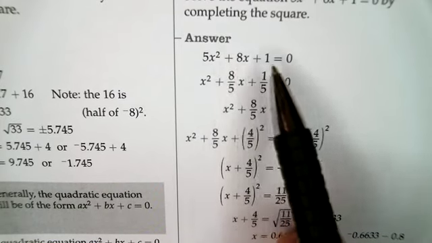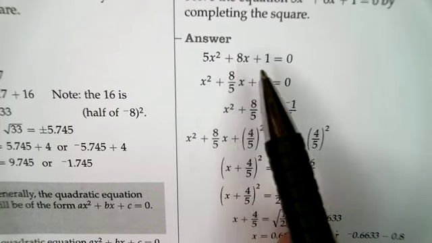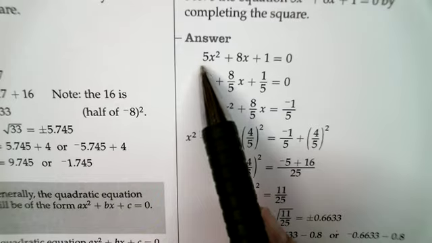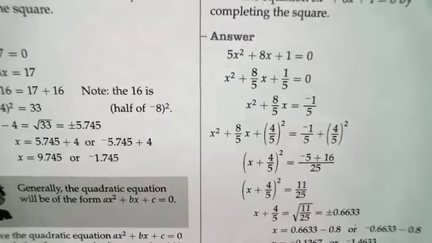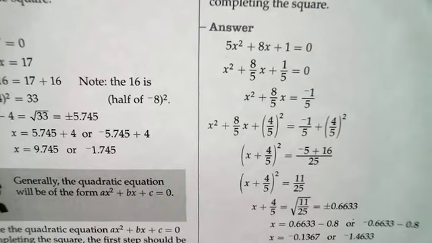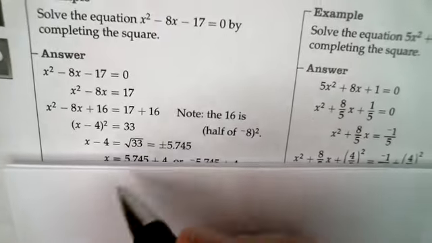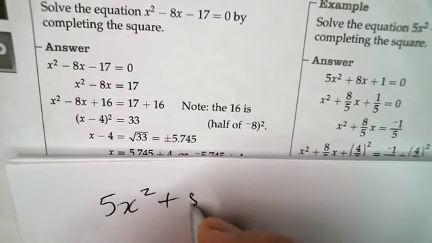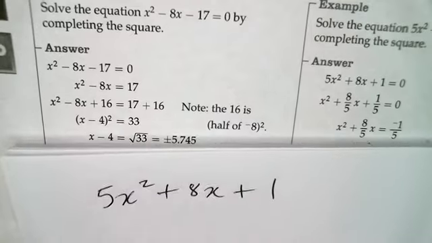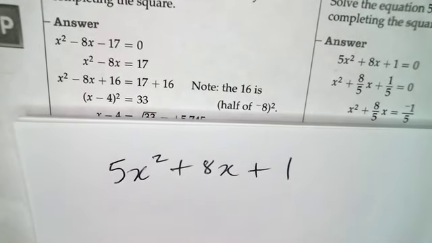We can solve this completely on its own, and then in the final step, make it equal to 0 and solve for x. So let's take a look first of all at just completing the square of this figure here, which is the 5x squared plus 8x plus 1. So let's do that first. So here we go. So I've got 5x squared plus 8x plus 1. I'm not going to concern myself with equal 0. I'm just going to complete the square first.